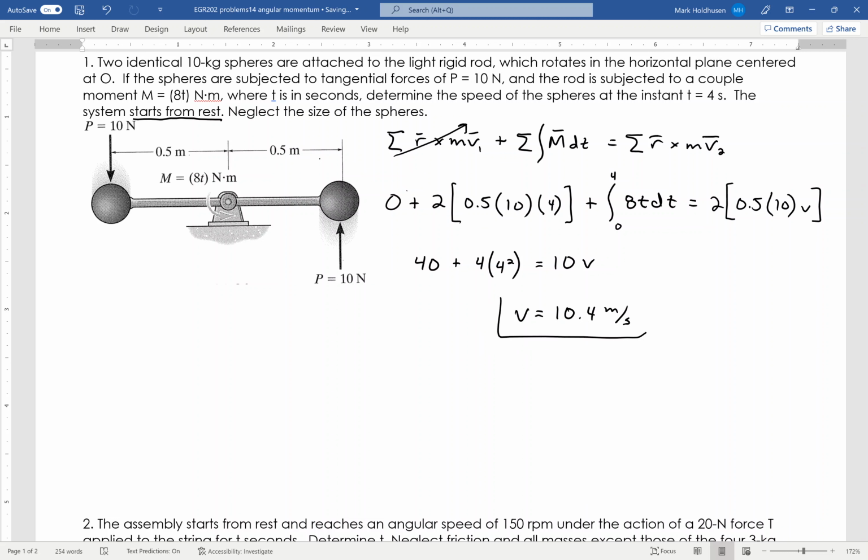So this is the same as linear momentum. The only difference is rather than mv, where the sum of the linear impulses equals mv2, it's r m v, or r cross m v. And then instead of forces, I use moments times time equals the final r m v, or angular momentum.